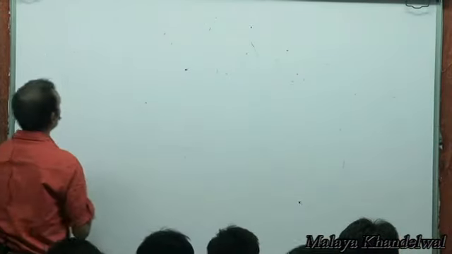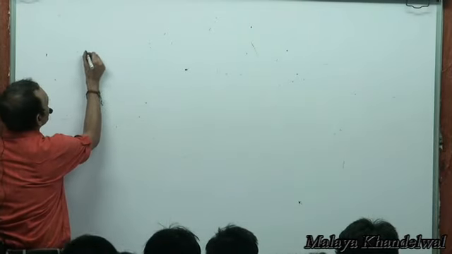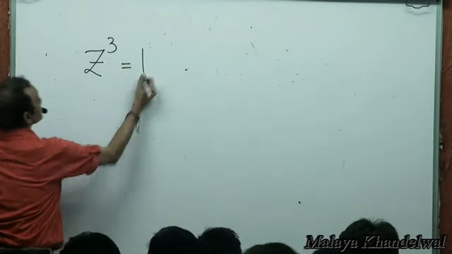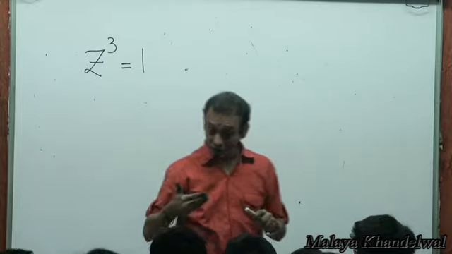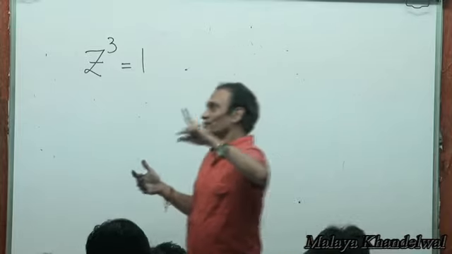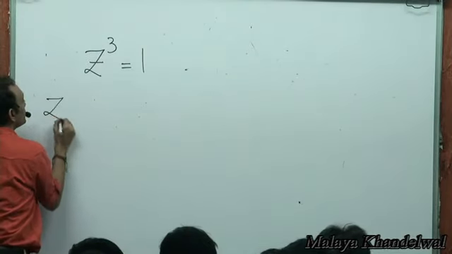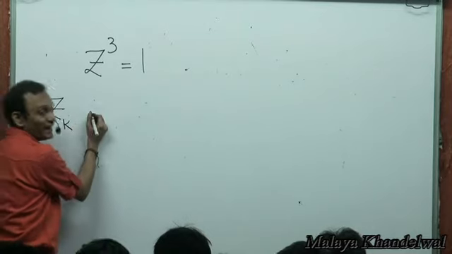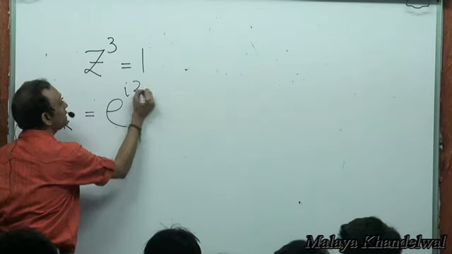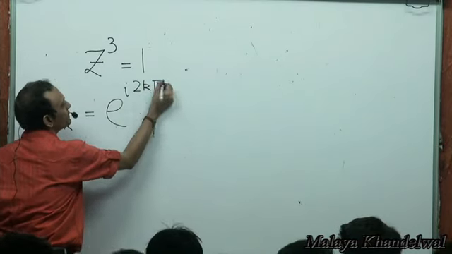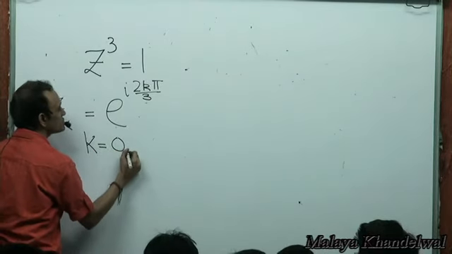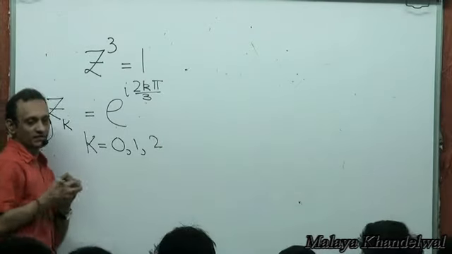Now, if I had z cubed equal to 1, it'll give me the 3 cube roots of unity. The roots of this would be zk. N is 3 in this case. The 3 cube roots of unity would be e power i 2k pi by 3, where k could be given values like 0, 1 and 2, or any 3 consecutive values of k.